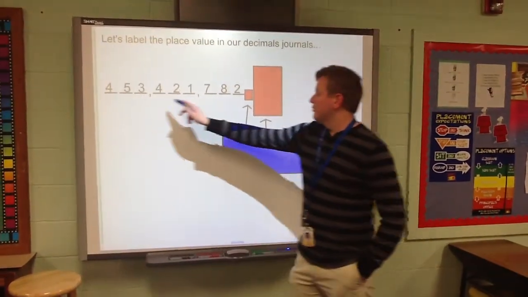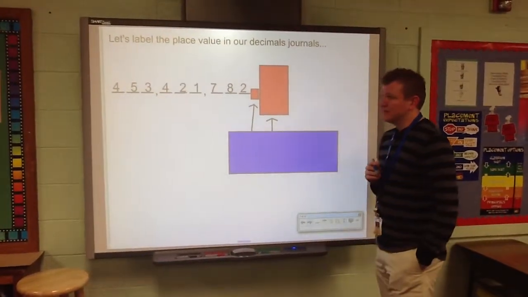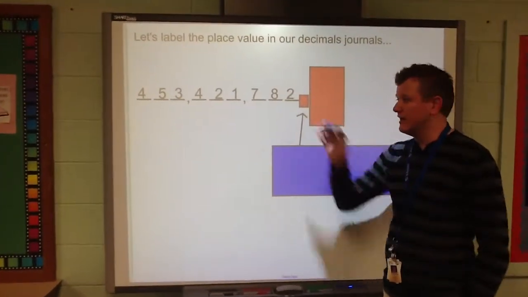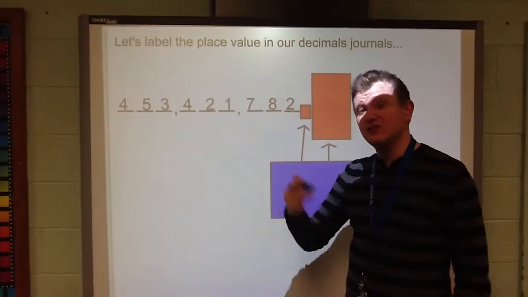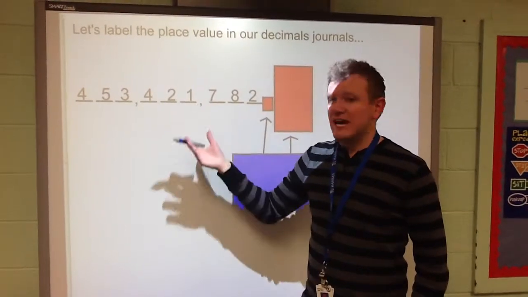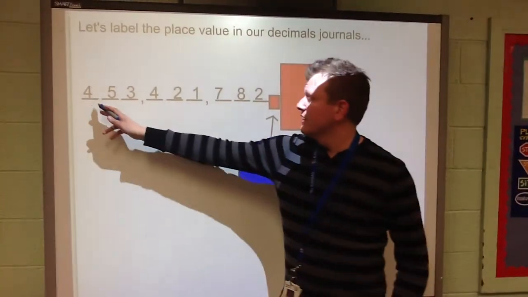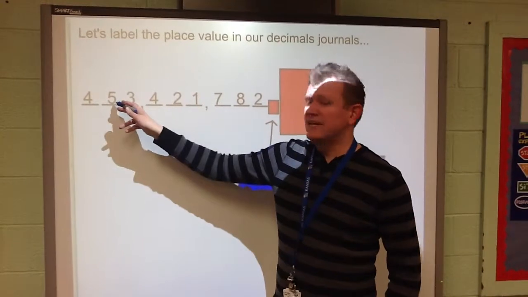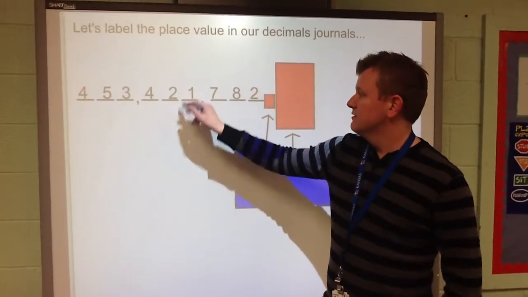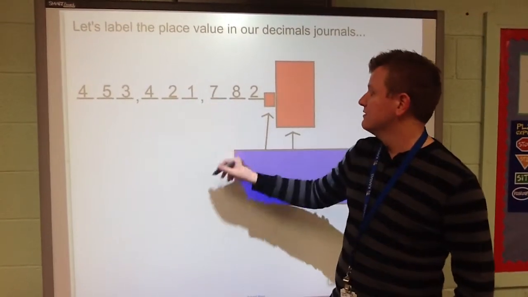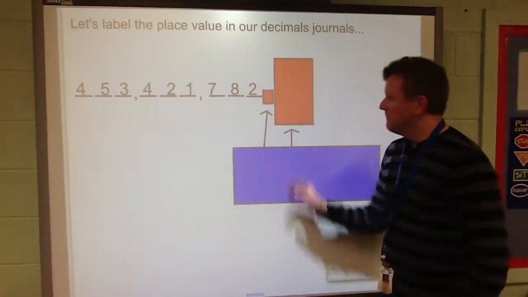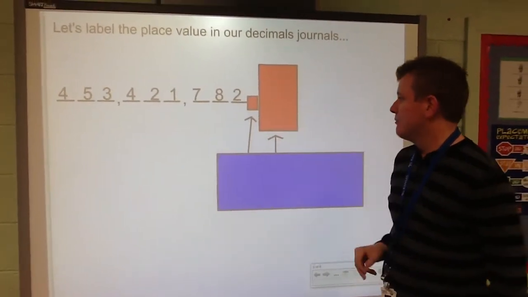The number we have is 453,421,782. So we have our periods, and we say it, and then you say the period. 453,421,782. 100 millions, 10 millions, millions, 100,000s, 10,000s, thousands, hundreds, tens, ones, but we don't have a decimal. Let's take care of that problem, shall we?